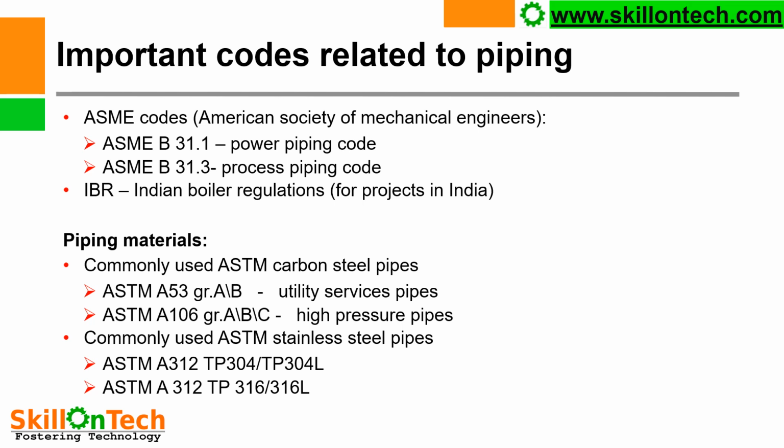What are the common materials used in piping? Commonly used ASTM carbon steel pipes: ASTM A53 Grade A or B for utility services, ASTM A106 Grade A, B, C for high pressure. Commonly used ASTM stainless steel pipes: ASTM A312 TP304, TP304L, ASTM A312 TP316/316L. Other than this, in carbon steel, alloy steel pipes are also used for high pressure and temperature services.